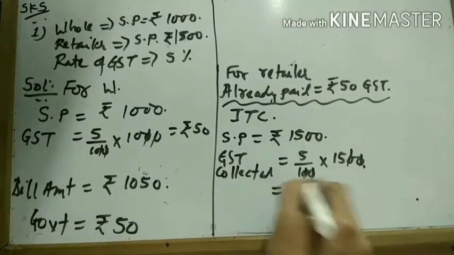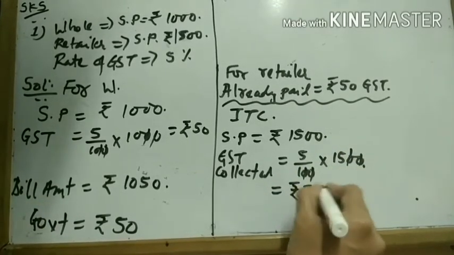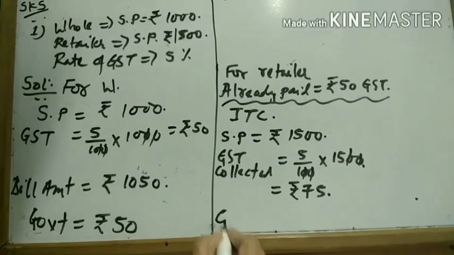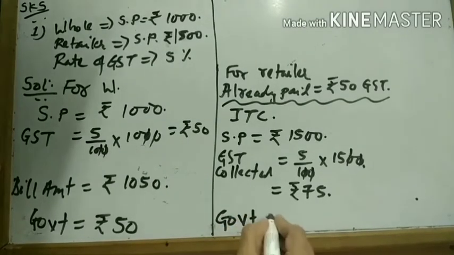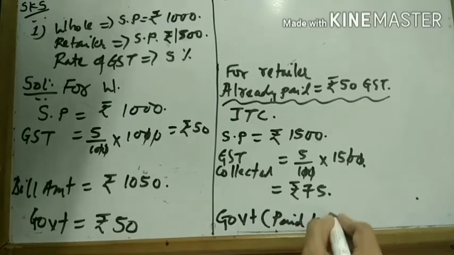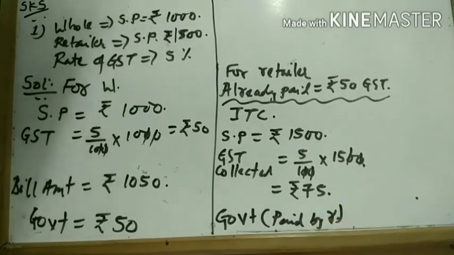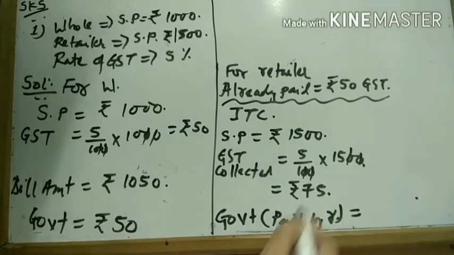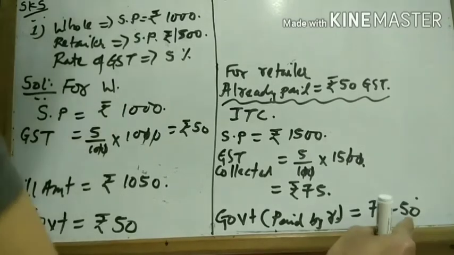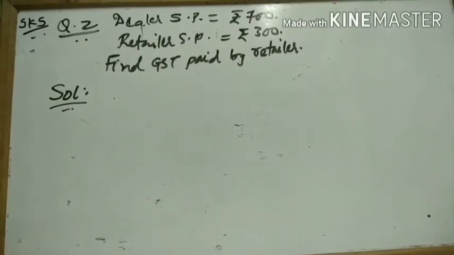Fine. So he will collect rupees 75 as GST. Now my dear friends, he has collected 75 as GST. Government will get the GST, which is paid by the retailer, but he has collected it from the customer. How much will he pay? He will not pay 75. He will pay 75 minus 50. Why? I am taking one more question.